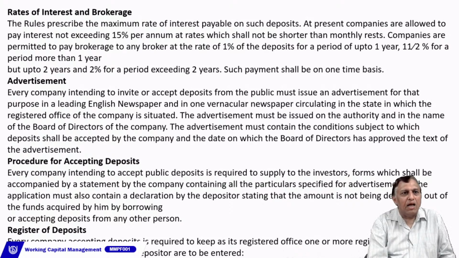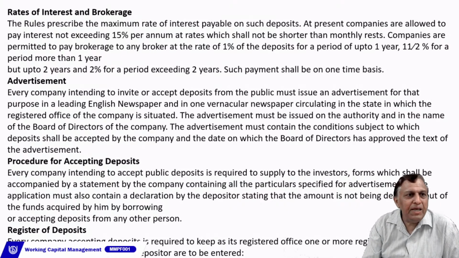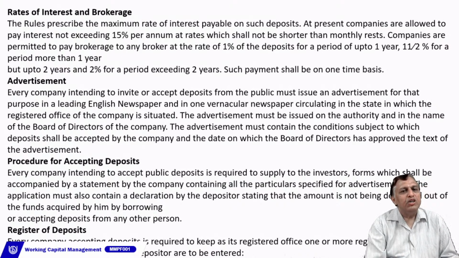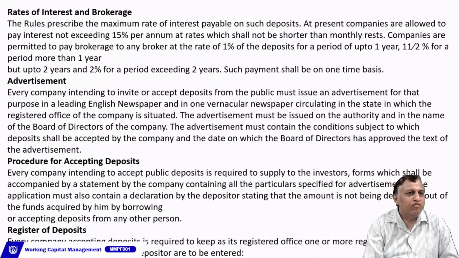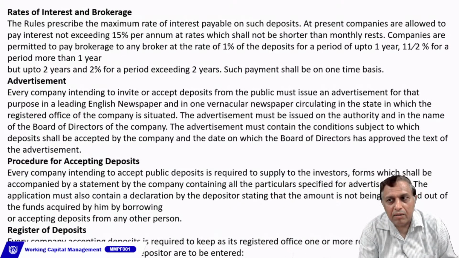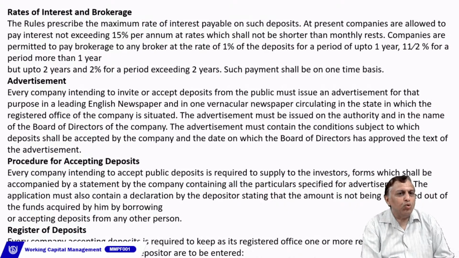At present, companies are allowed to pay interest not exceeding 15% per annum at a rate which shall not be shorter than monthly rests. Companies are permitted to pay brokerage to any broker at the rate of 1% of the deposit for a period of up to 1 year, and 1.5% for a period of more than 1 year but up to 2 years, and 2% for a period exceeding 2 years. Such payment shall be on a one-time basis.